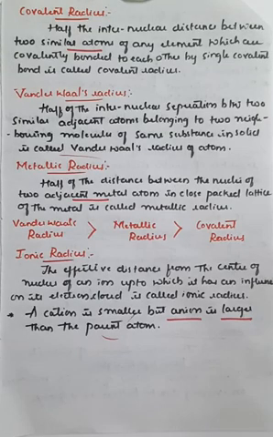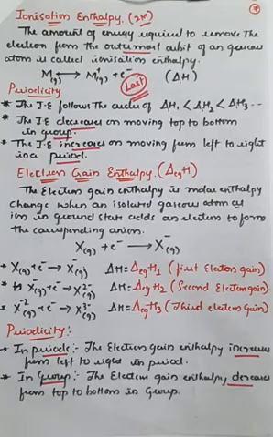Hello students, in the last class we were discussing some of the important types of atomic properties like covalent radius, van der Waals radius, atomic radius, and metallic radius, and we have also seen the comparison between the covalent radius, van der Waals radius as well as metallic radius. Along with that we have studied the definition of ionic radius as well as ionization enthalpy and electron gain enthalpy.